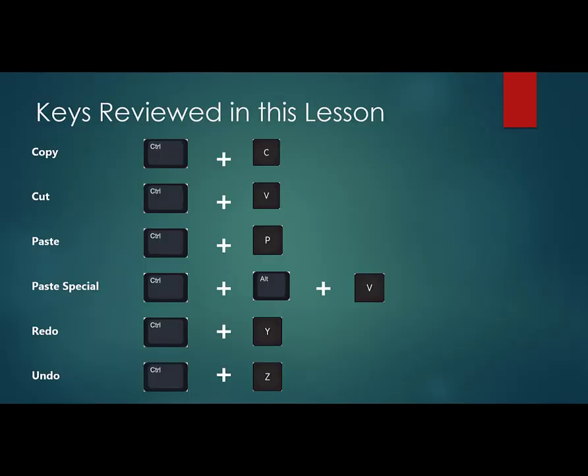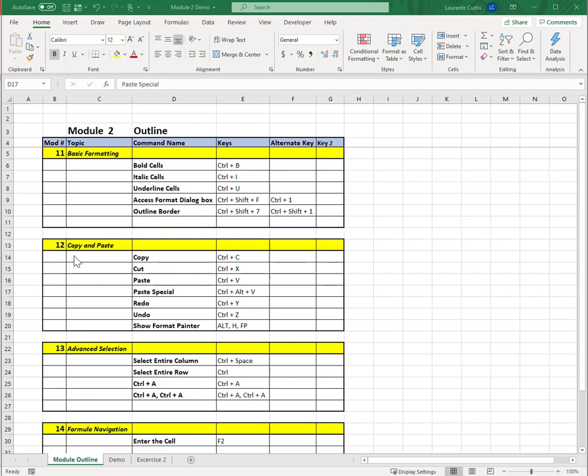So you got your copy, your cut, your paste, and then there's paste special. Did you know about that guy? We're going to jump into that a little bit. Your redo and undo functions, which come in handy. A lot of people know the undo, Ctrl Z, but you can actually do the redo with a quick command also. So let's learn about copy, paste, and a couple other useful functions.